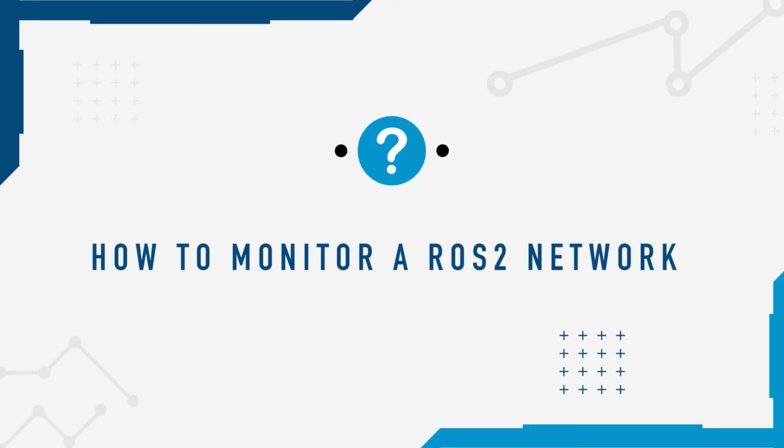In this video, we will demonstrate how to monitor the state of a ROS 2 network by running a HelloWorld talker listener example and plotting a couple of statistical measurements.